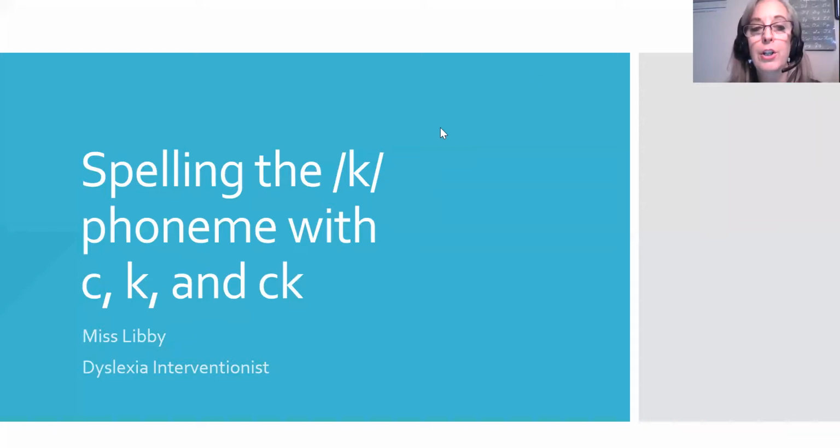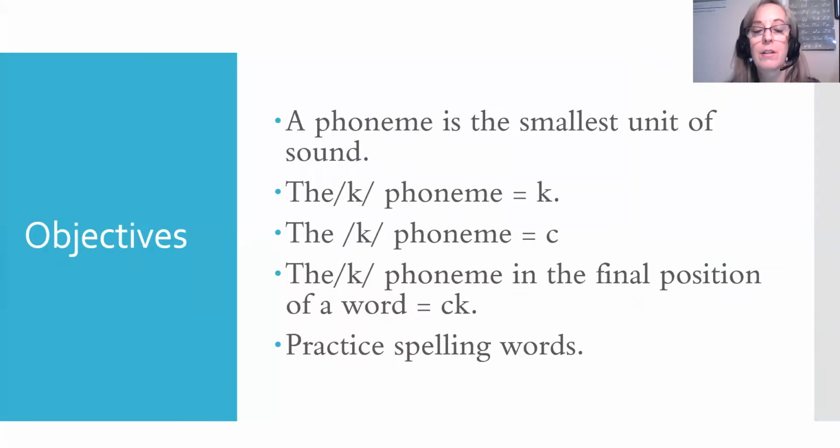Today I'm going to be reviewing the k phoneme and how to spell it. When we hear the k phoneme, sometimes we can spell it with a C, a K, and a CK. A phoneme is the smallest unit of sound. The k phoneme is spelled with a K, the k phoneme is spelled with a C, the k phoneme in the final position of a word is spelled CK. Then we're going to practice spelling some words.